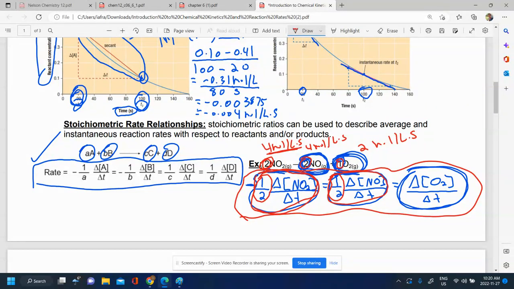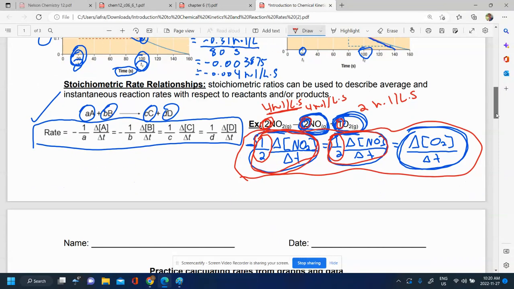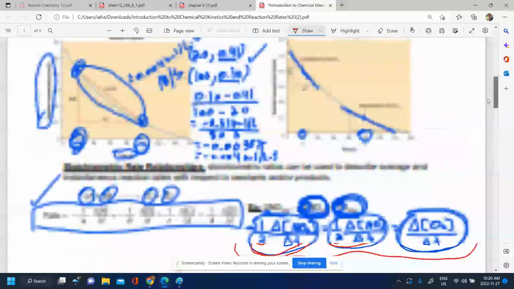So just like we saw with energy, just like you saw with finding moles, you can do a mole ratio with rates. And you've kind of already been doing that, but you weren't really told you've been doing that just yet. So those are the main concepts that you need to be aware of for us to do the practice problems that are coming up.